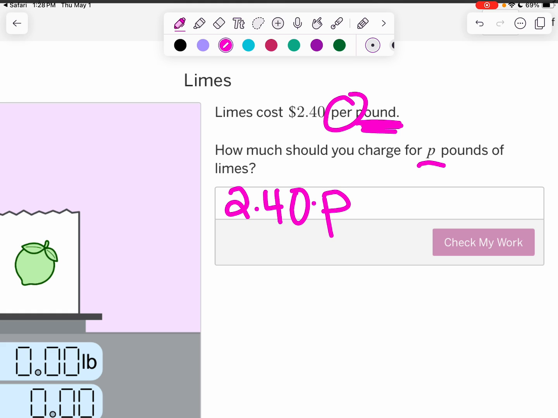And remember, if you didn't want to put this times sign in the middle, you don't have to, because we know that a number squished next to a letter means multiply. But you can if you want.